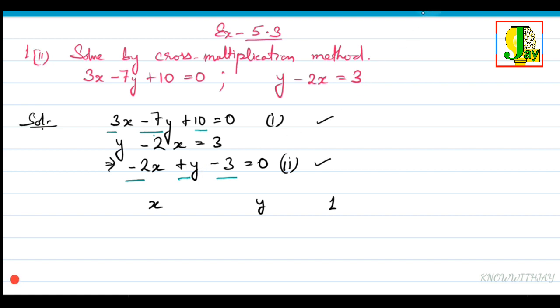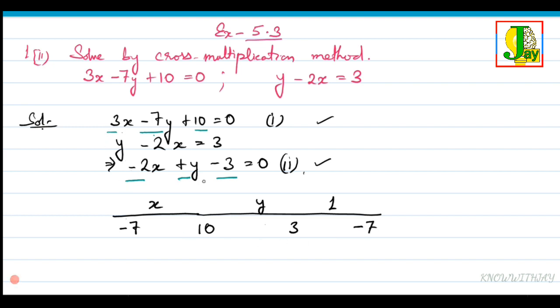So be careful when you are writing the coefficients. Many students tend to make errors in this process. Okay, so we're just going to draw a single line here. So b1 is minus 7, c1 is 10, a1 is 3 and b1 again minus 7.